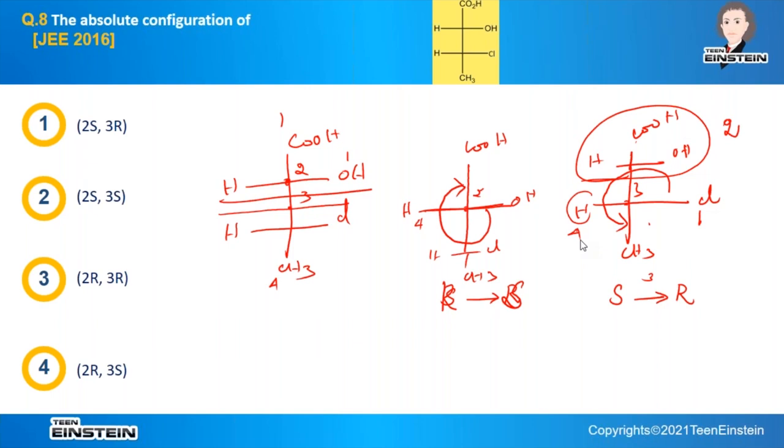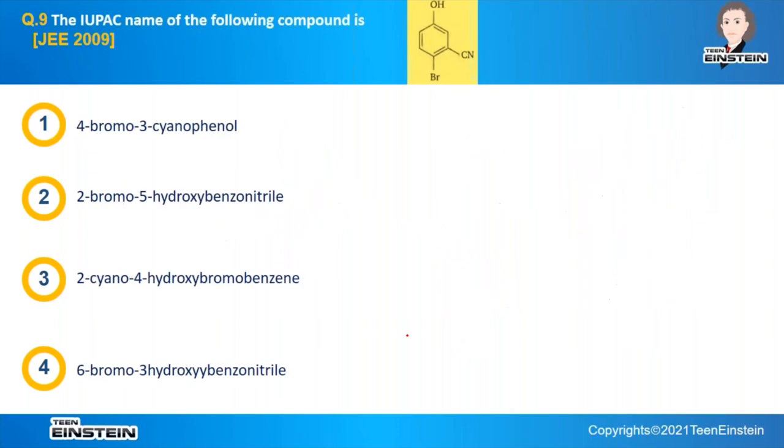So for the carbon 2, the configuration is S. For carbon 3, the configuration is R. So the absolute configuration of the given compound is 2S,3R. So the option 1 is correct. Next, move on to the ninth question.